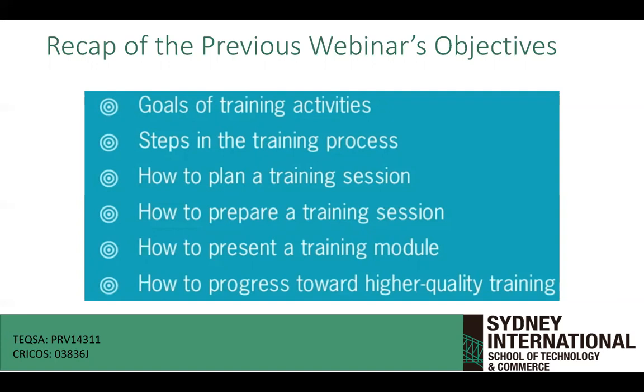Then we talk about preparing the training session. You put everything on a slide. You start basically getting all the materials ready. And we talk about presenting the work. So you finish all of this work. It's ready to be presented.